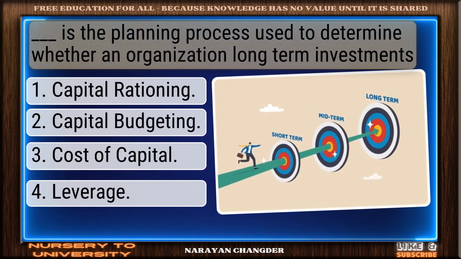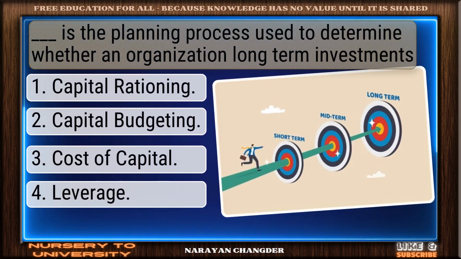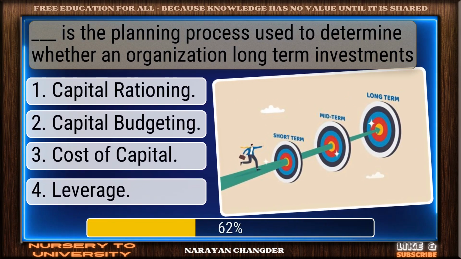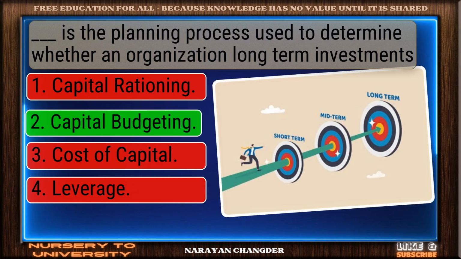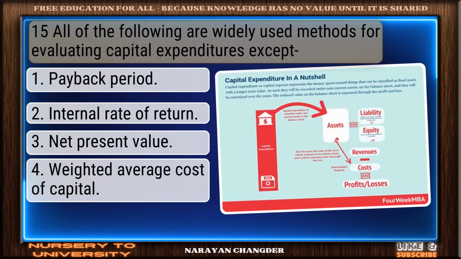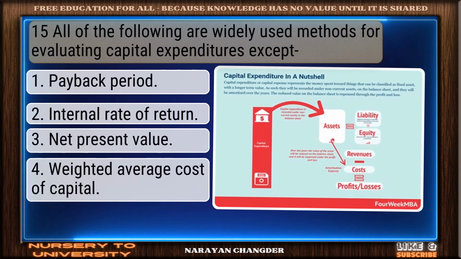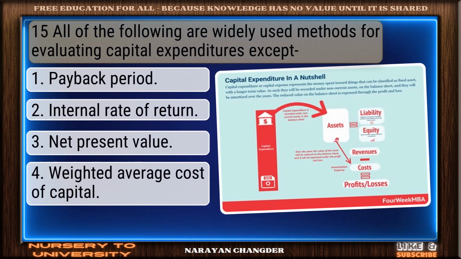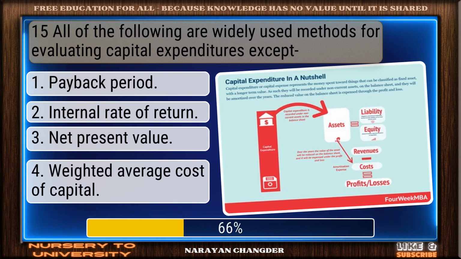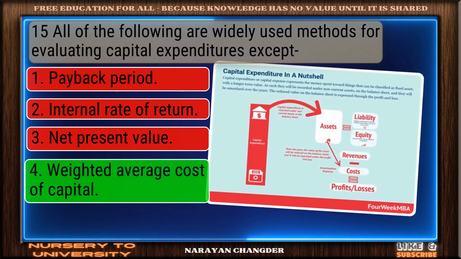DASH is the planning process used to determine whether an organization's long-term investments. Well done. Capital budgeting is the right choice. 15. All of the following are widely used methods for evaluating capital expenditures except. Bravo! Weighted average cost of capital is the answer.